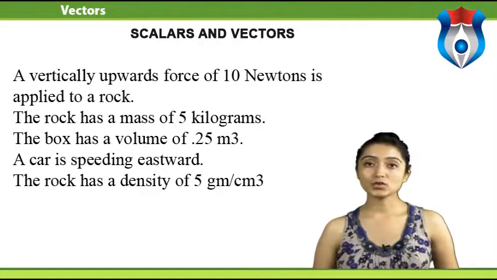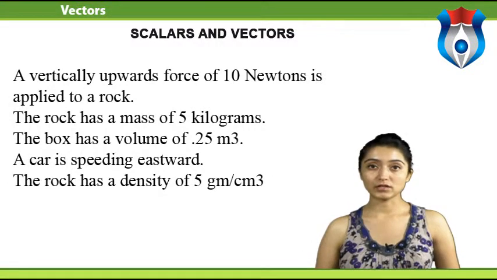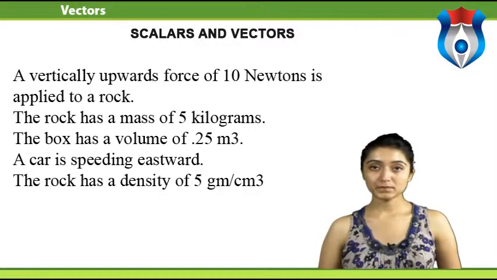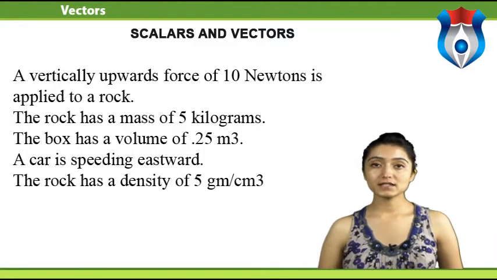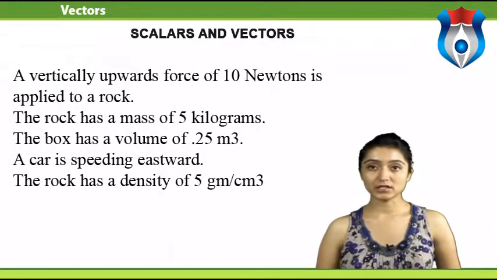The box has a volume of 0.25 meter superscript 3. A car is speeding eastward. The rock has a density of 5 gram per centimeter superscript 3.